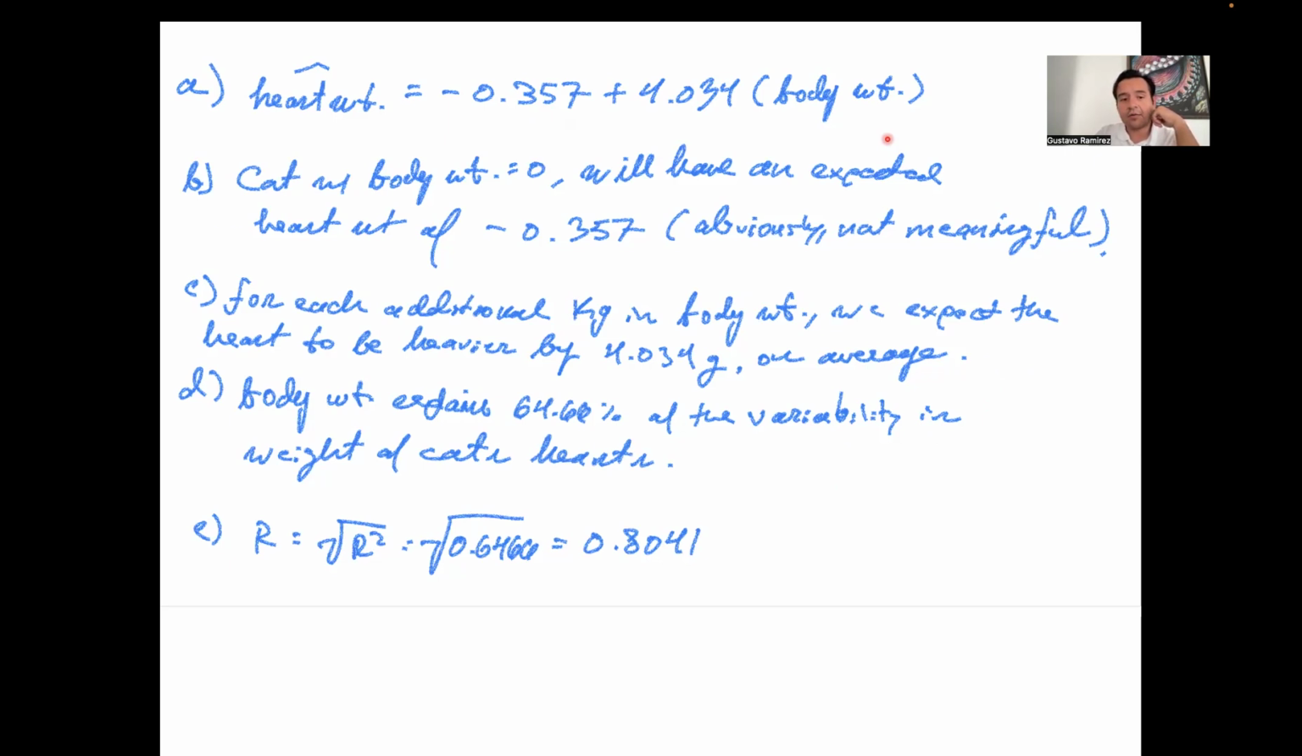Sorry, that can explain the heart weight other than body weight. But again, those other things can only account for 30 something percent of the total variation in the data set.